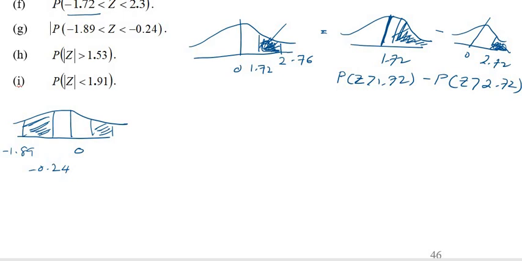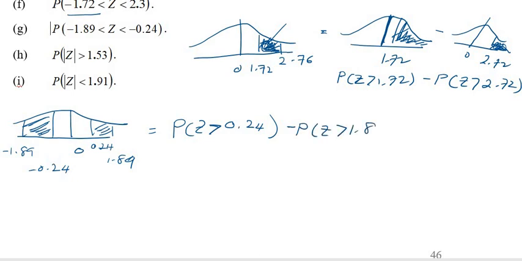So I hope that you don't get confused. I put it in the same graph. Here must be the 0.24 positive, and then here is 1.89. So here same as the previous question. So it means probability of Z greater than 0.24 minus Z greater than 1.89.